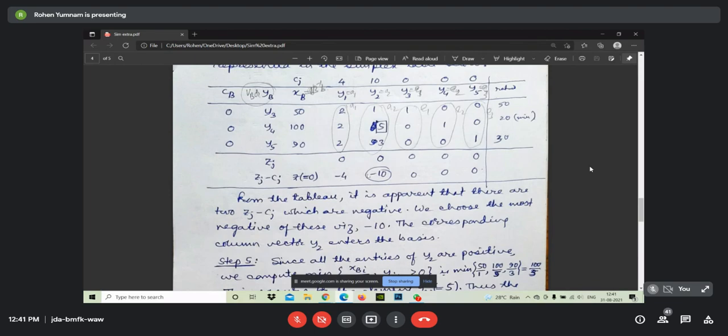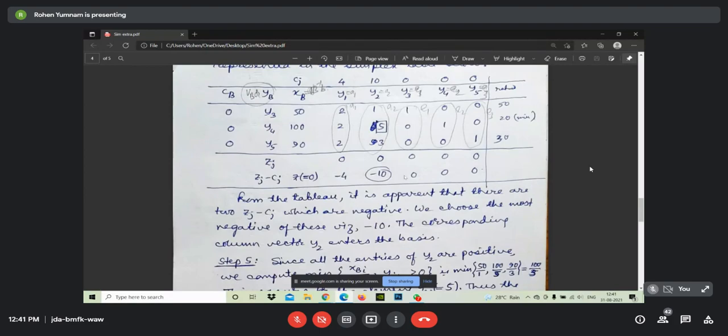And here, see, out of these two negatives, minus 10 is more negative. And minus 10, what is the vector? Above minus 10, it is y2. Then y2 will go here, definitely. Y2 will go because of this most negative. Y2 will replace either y3 or y4 or y5. But which one is to be selected? That is another step. One step is what? Most negative vector y2 will replace y3 or y4 or y5. But which one is to be replaced? That we have to select again.